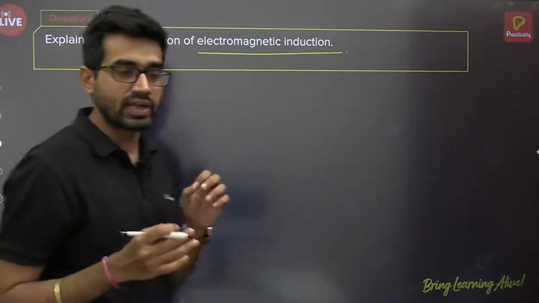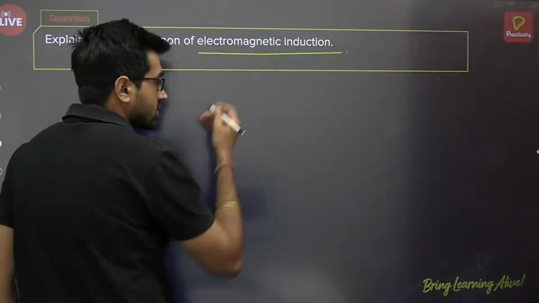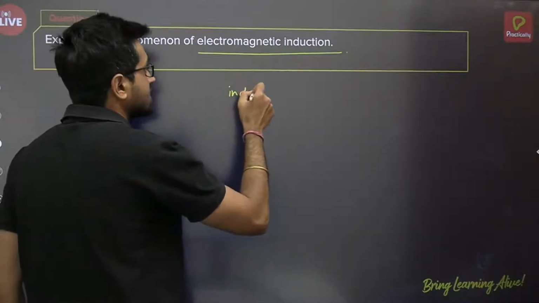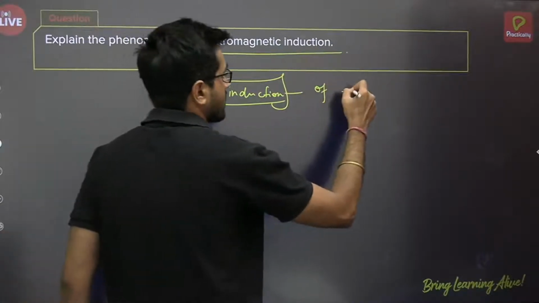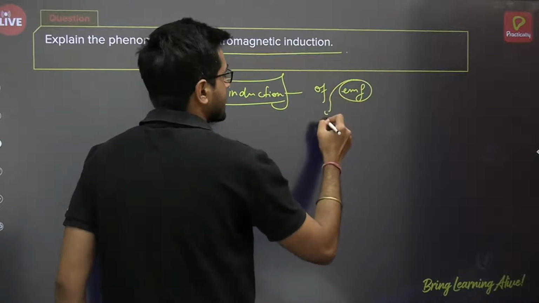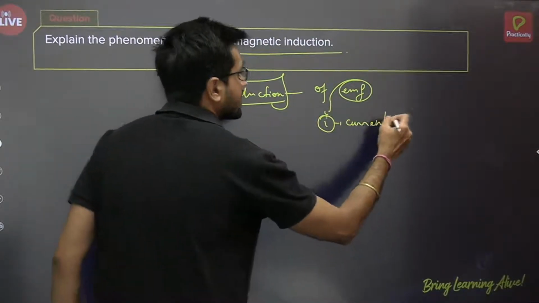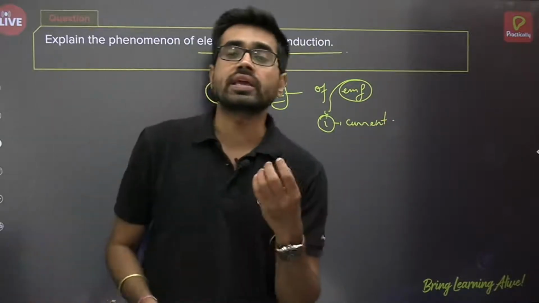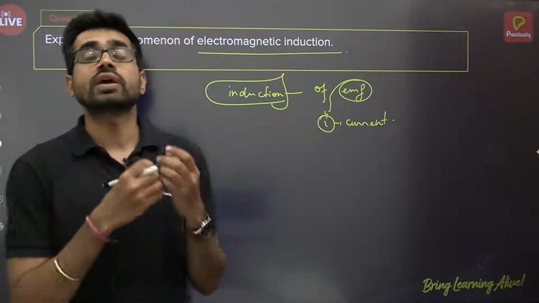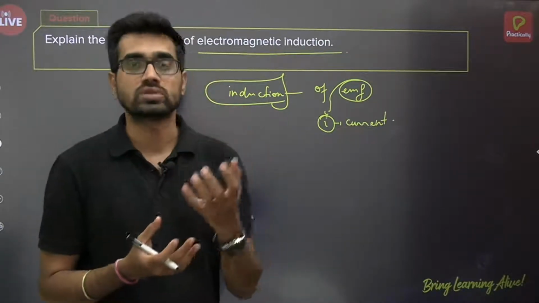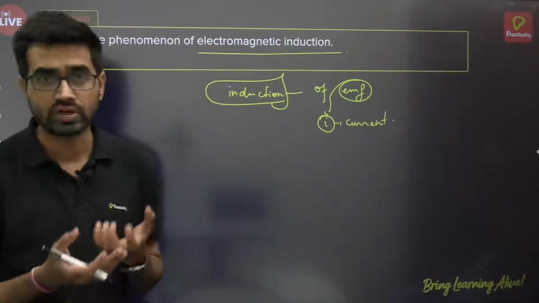Now, in general, electromagnetic induction means induction of current; basically an EMF is induced. So induction of EMF, which actually gives nothing but the current I. So electromagnetic induction is a phenomenon where an induced current is evolved. It is used in the generation of current, also in AC generators or DC generators.